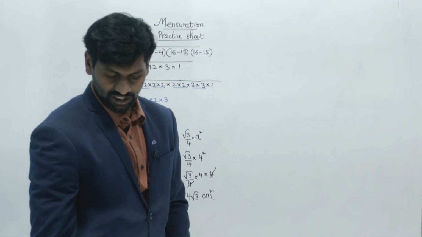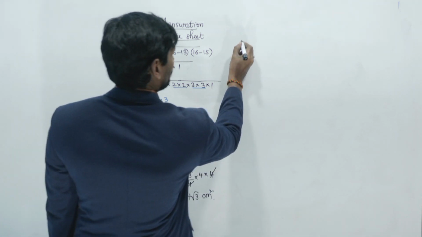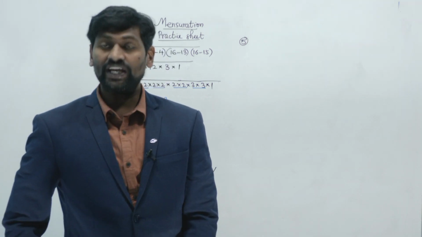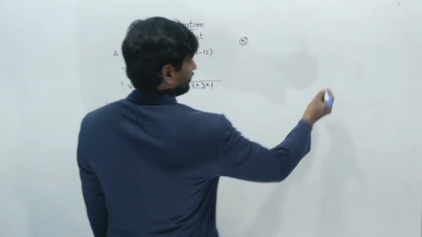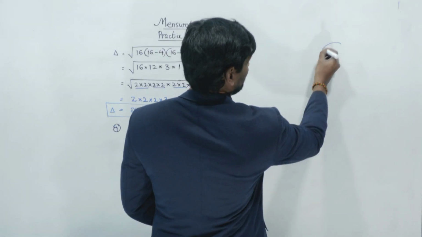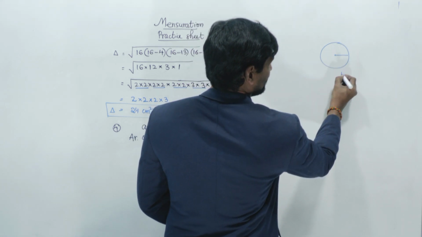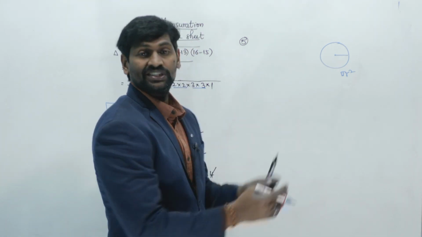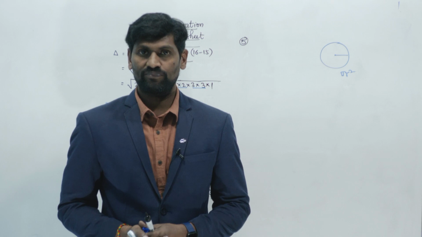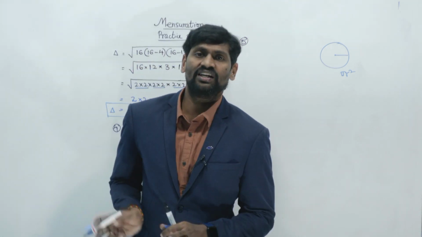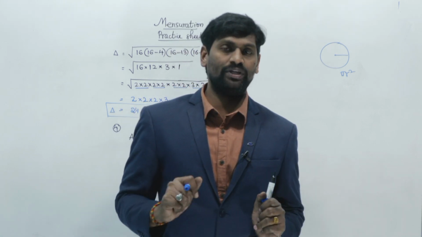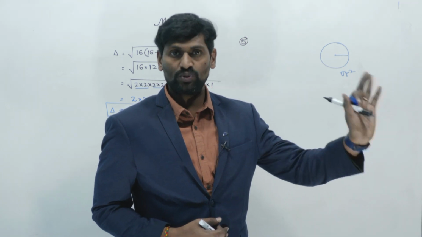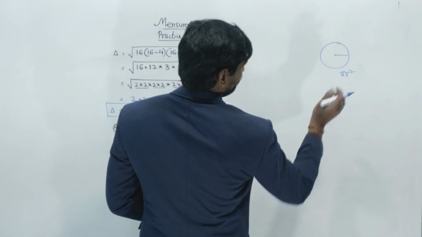Let us go to problem number 5. The fifth one is given: area of a circle whose diameter is 14 centimeter. Now a circle is given, so we should discuss the area of a circle. Area of a circle is pi r square. What is area? Area is nothing but the place which is occupied by a closed figure. Whether it is a triangle, quadrilateral, circle or semicircle, whatever it may be, area is nothing but the place occupied by a closed figure. Now the area of circle formula is pi r square.